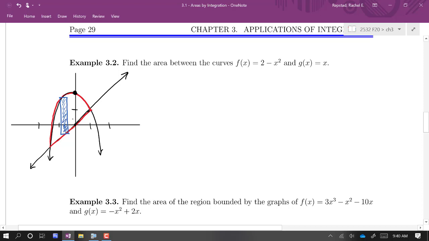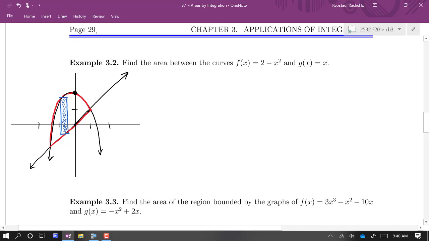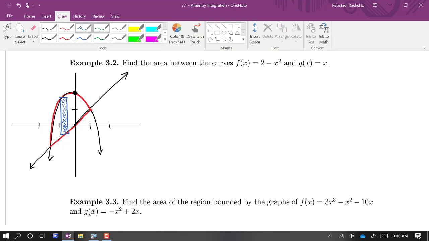I know that horizontal rectangles won't work, and the reason is, if I draw a horizontal rectangle here, then the right boundary is the line and the left boundary is the parabola. But if I slide up and I draw the rectangle up here, then the right boundary is the parabola and the left boundary is the parabola. The boundaries change as I slide that rectangle up and down. So that's how I know that horizontal rectangles won't work. So we're using these vertical rectangles.